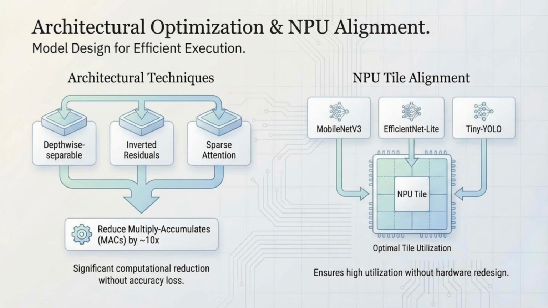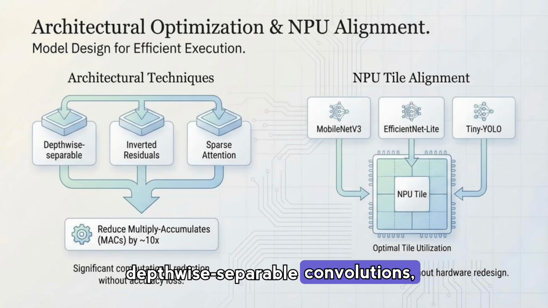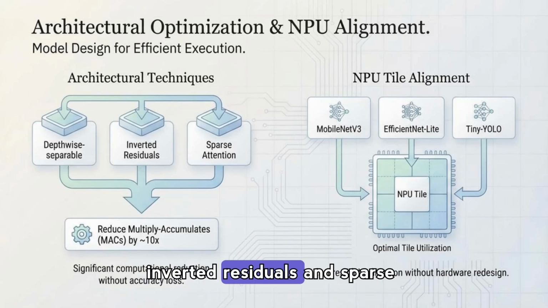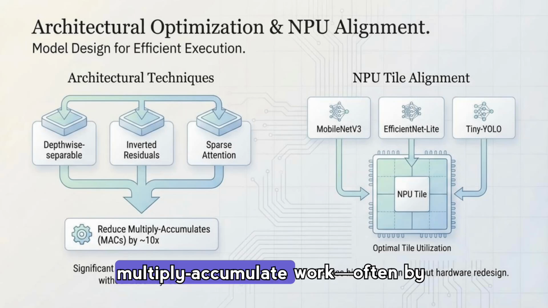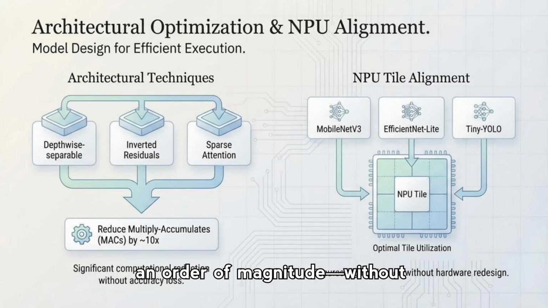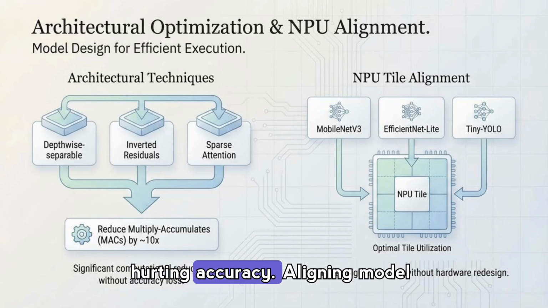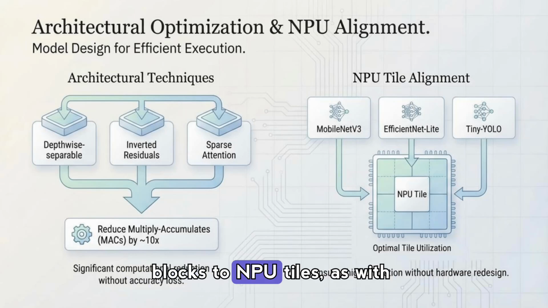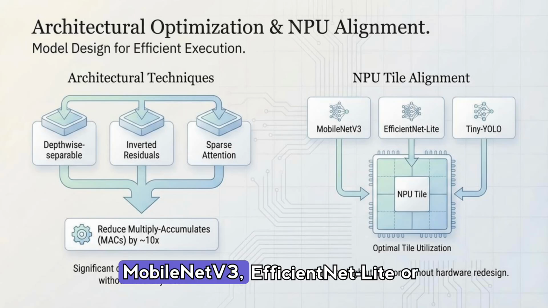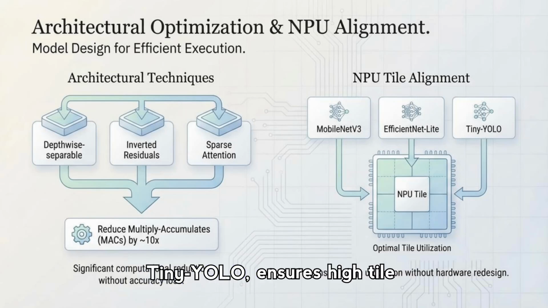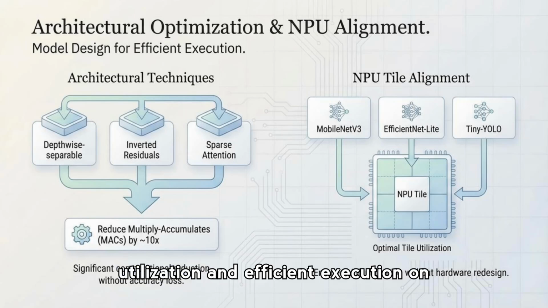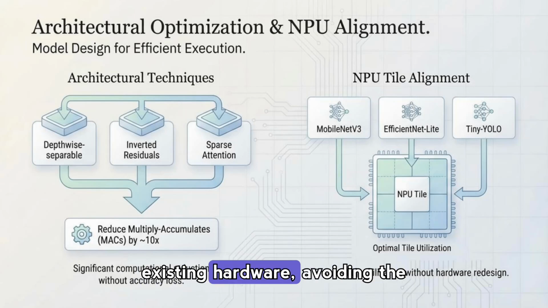Architectural techniques like depth-wise separable convolutions, inverted residuals, and sparse attention dramatically reduce multiply accumulate work, often by an order of magnitude without hurting accuracy. Aligning model blocks to NPU tiles, as with MobileNet v3, EfficientNet-Lite or TinyYOLO, ensures high tile utilization and efficient execution on existing hardware, avoiding the need for a silicon redesign.